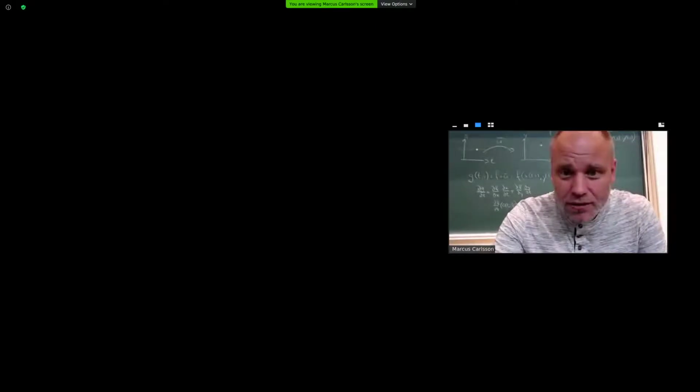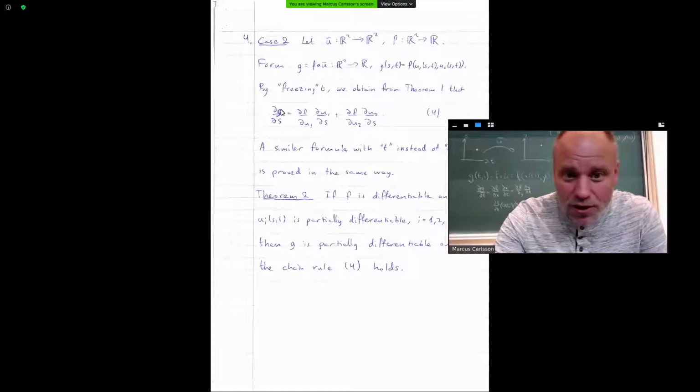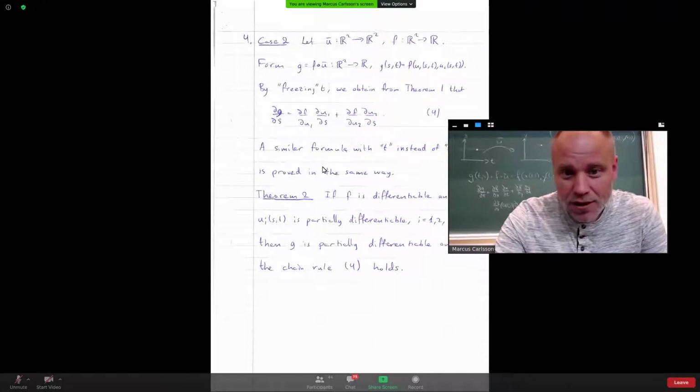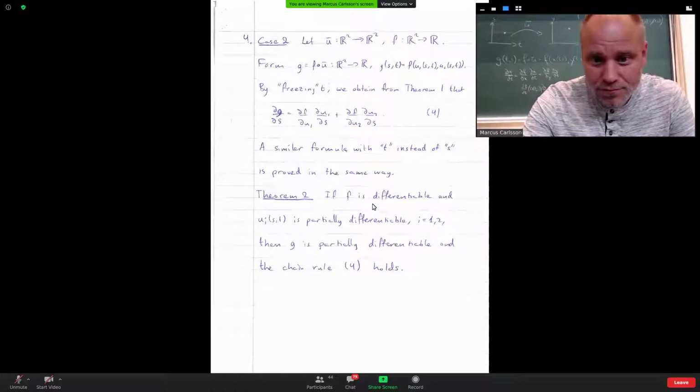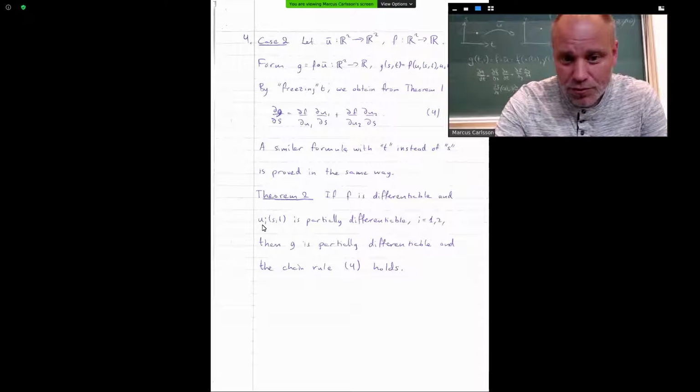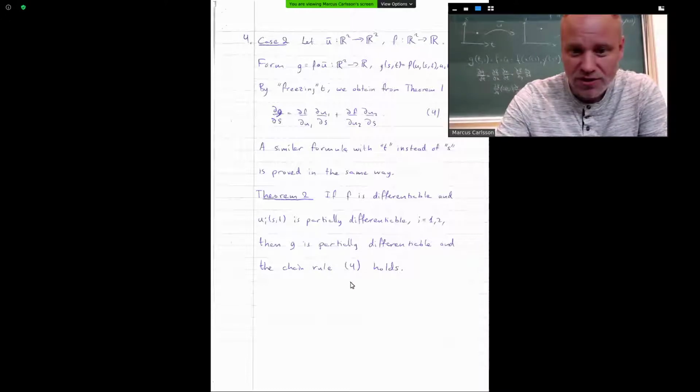All right. So here, this is more or less precisely what I said. It's the same formula, just different notation, right? So the theorem says if f is differentiable and the u1 and u2 of s and t are partially differentiable, then g is partially differentiable and the chain rule holds.